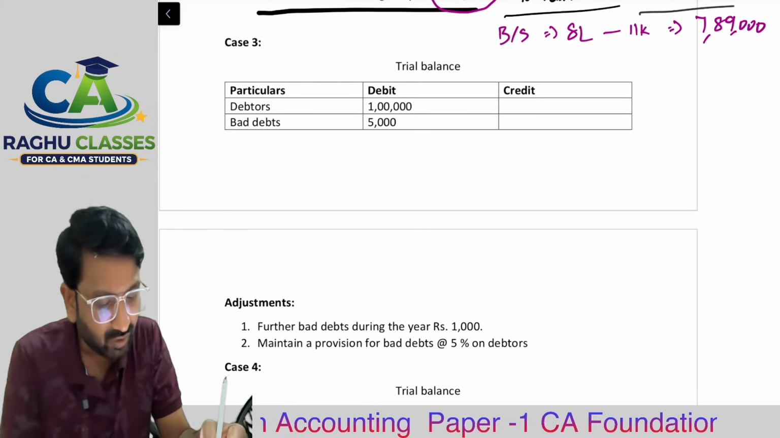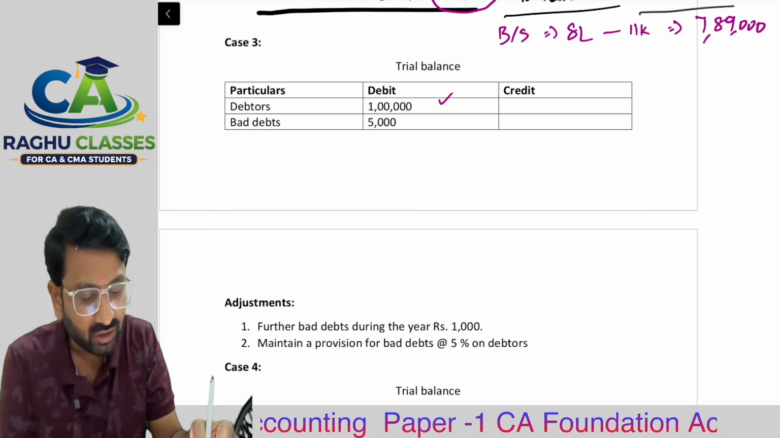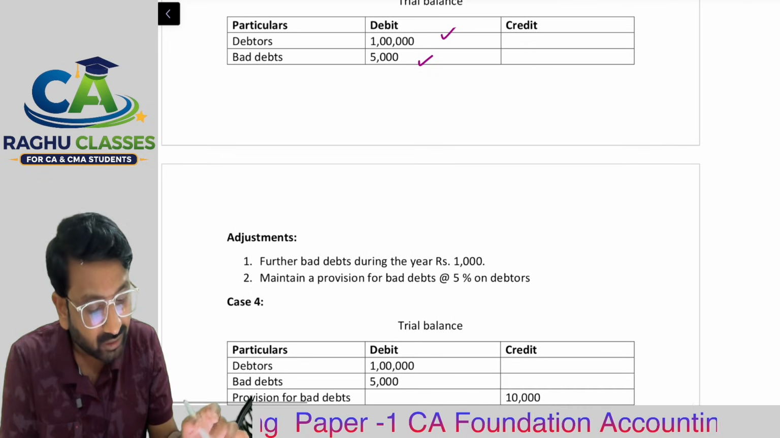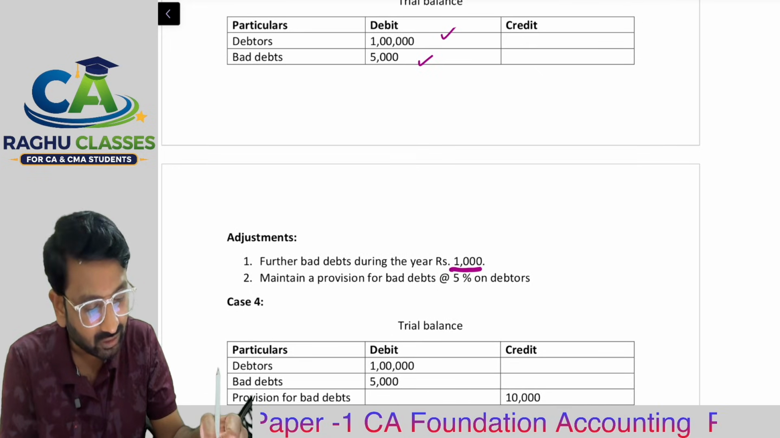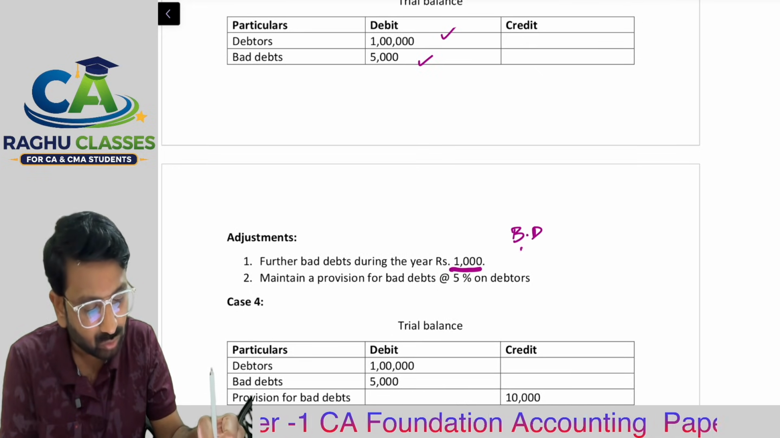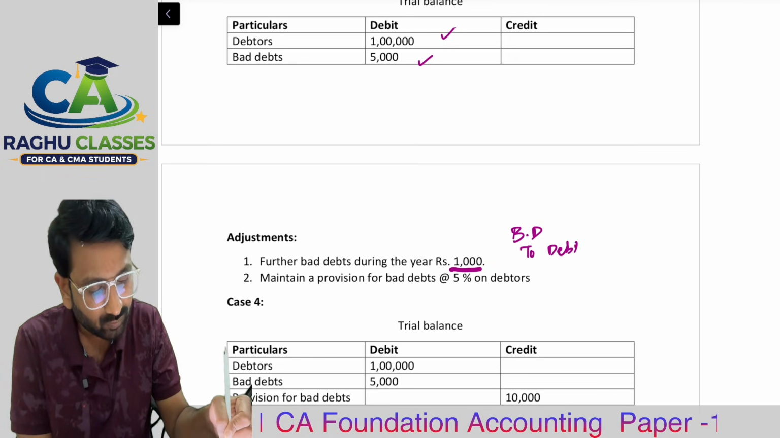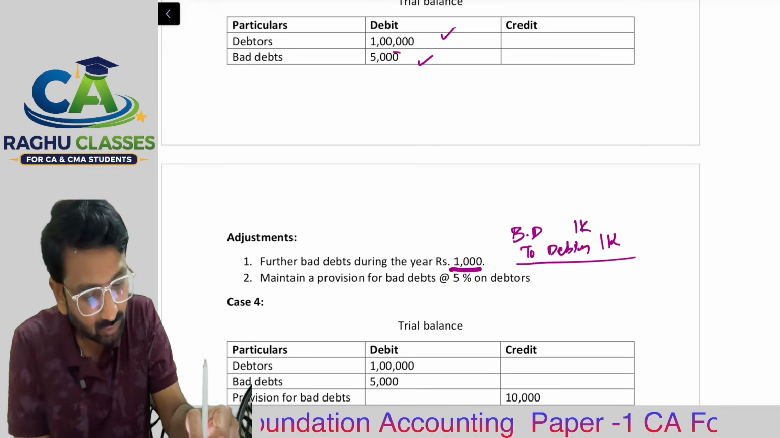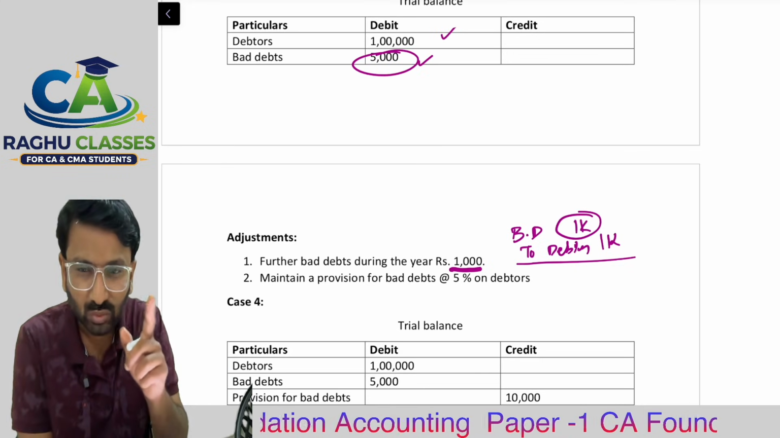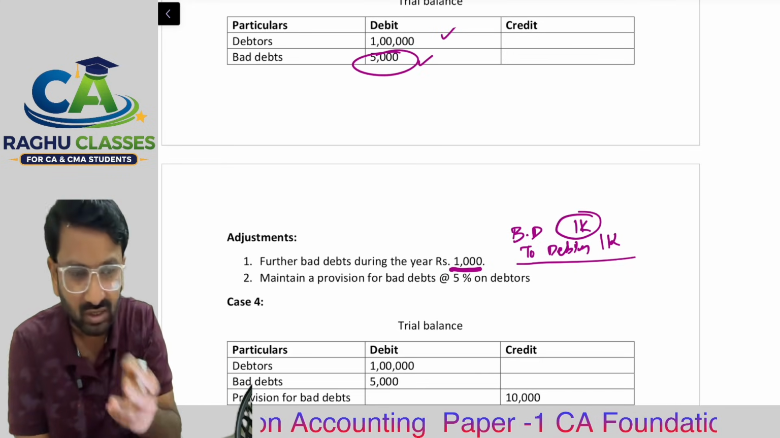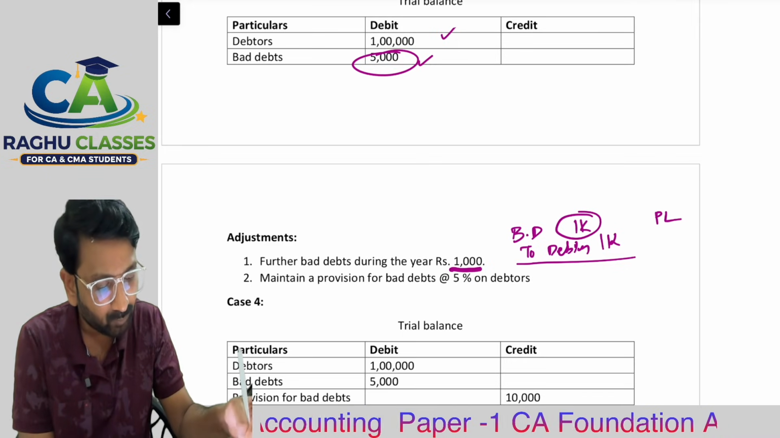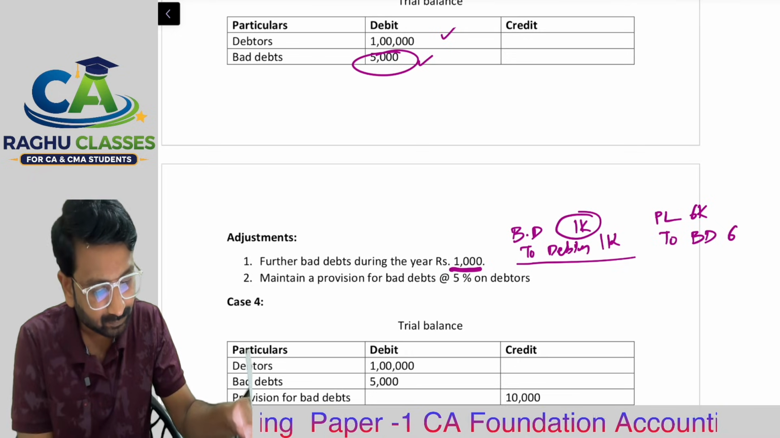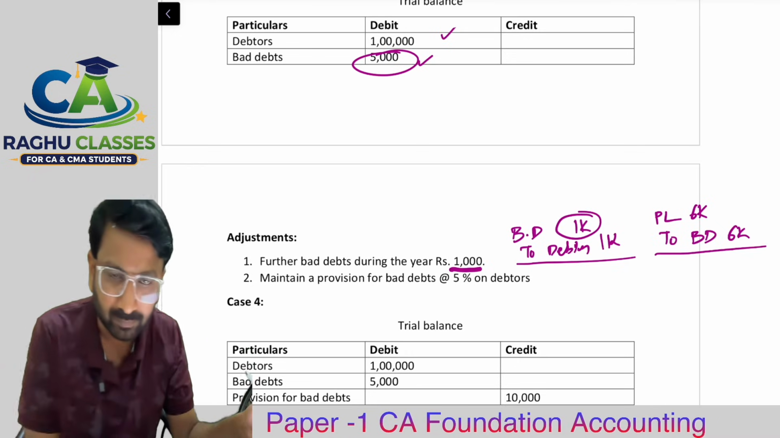We'll move on to the next case. Now, we have debtors of 1 lakh. Bad debt 5,000 is there. That would have been already deducted. You have further bad debt of 1,000. For this, you should make an entry. So I'll write bad debts to debtors 1,000. Now your total bad debt will be already 5,000 is there plus another 1,000. So 6,000 is my loss. That 6,000 I'll transfer to P&L. So next entry will be P&L to bad debt 6,000. So effect number 1, P&L 6,000 will come.